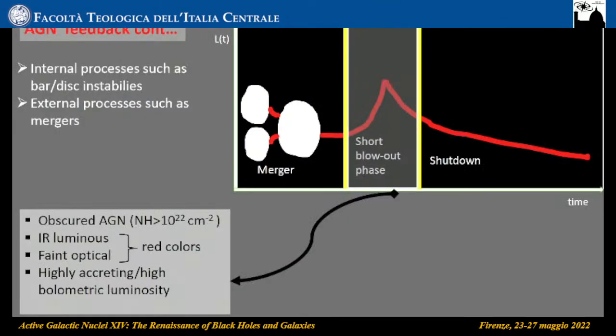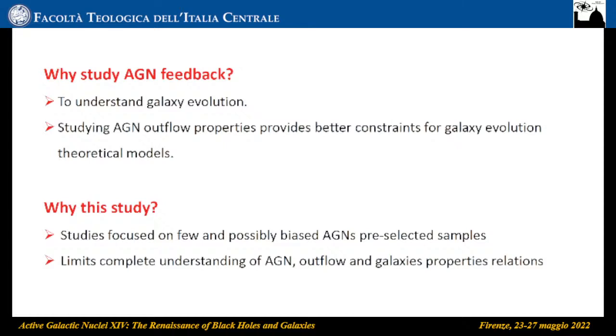Within the AGN feedback phase, which is a short phase compared to the AGN lifetime, we expect the AGN during that phase to be highly obscured, with column densities greater than 10^22 per square centimeter, and also highly luminous in the infrared and faint in the optical. So we observe them with red colors, and also with high bolometric luminosities.